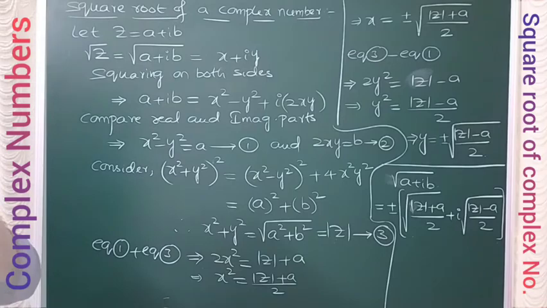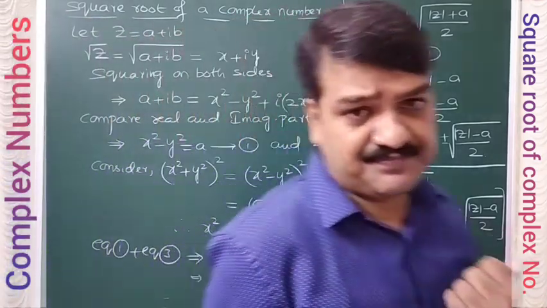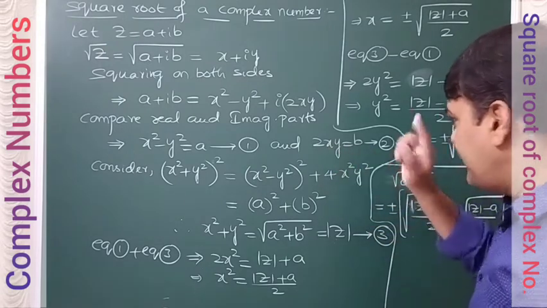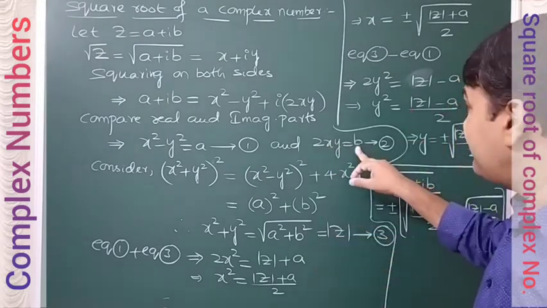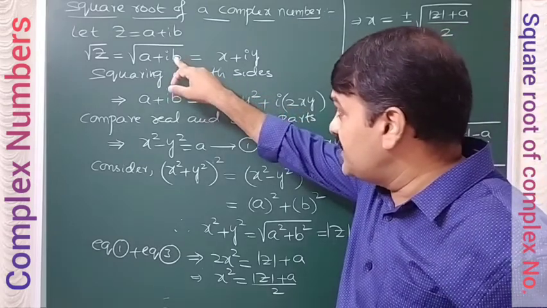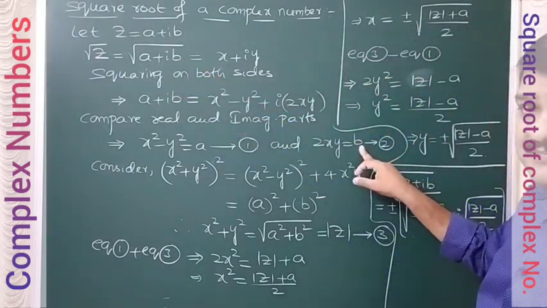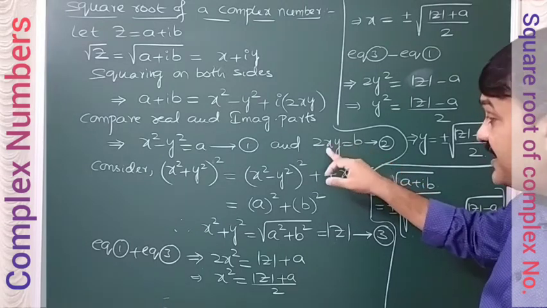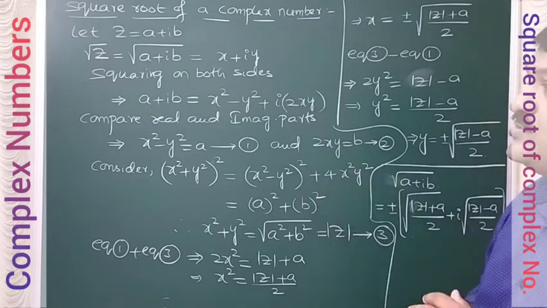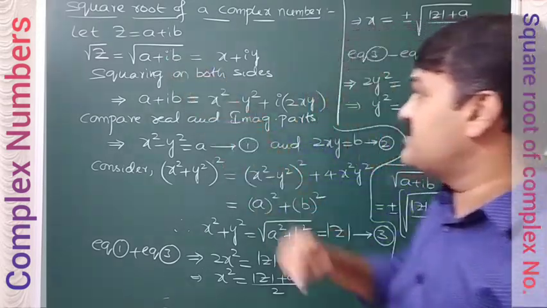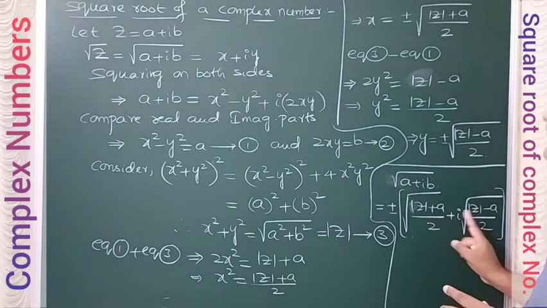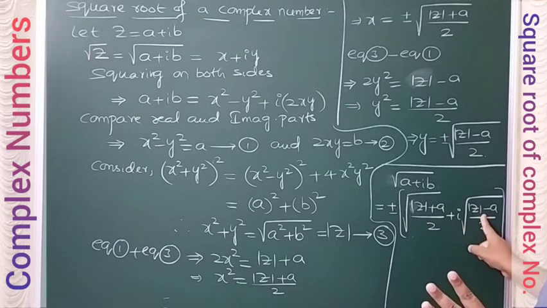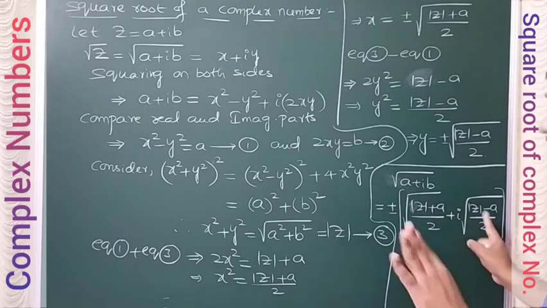So what happens if b is negative? Just observe here. We have 2xy = b. If b, the imaginary part, is positive, 2xy must be positive. That means x and y must have the same signs. So whenever your imaginary part is positive, x and y must have the same signs. Anyhow, we have taken plus or minus common here. Both must be positive or both must be negative.